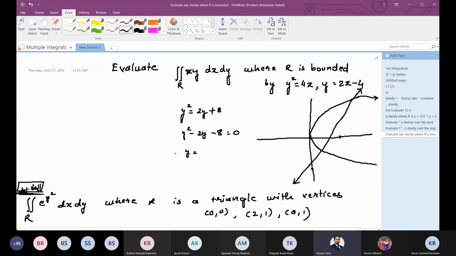Now find the values of y: plus 4, minus 2, am I right? Yes. So y equal to 4, x equal to 4 at this point. At the other point, y is minus 2, x equal to 1.